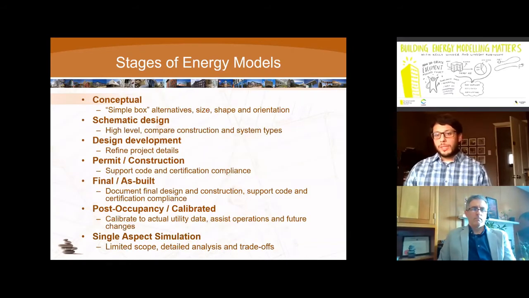In our practice, we typically see about six primary model types: conceptual, schematic, design development, permit, final, and post-occupancy calibrated models. And you can see some of the characteristics related to each here. Conceptual is usually a simple box which compares alternatives in size, shape, and orientation. Schematic looks at things from a high level. As the design progresses, we refine the model through design development and eventually produce models based on permits and construction. I'll get into each a little bit in a second here.